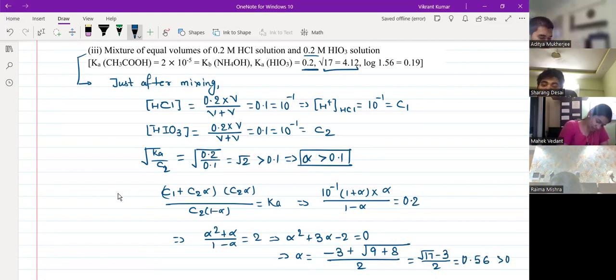Which is greater than 0.1, and that's why अगर तुमने assumption लिया होता तो वो wrong हो जाता. रटा रटाया मेथड नहीं काम आएगा यहाँ पे. ठीक है, and that's why we need to solve this kind of question.